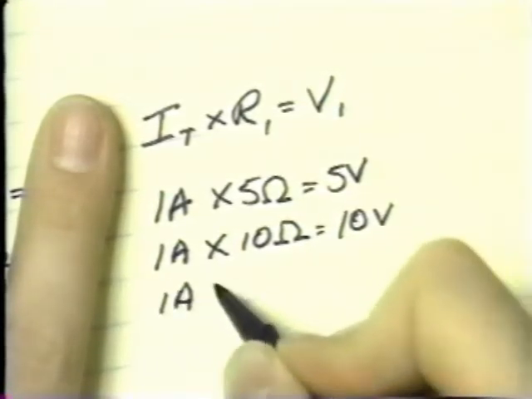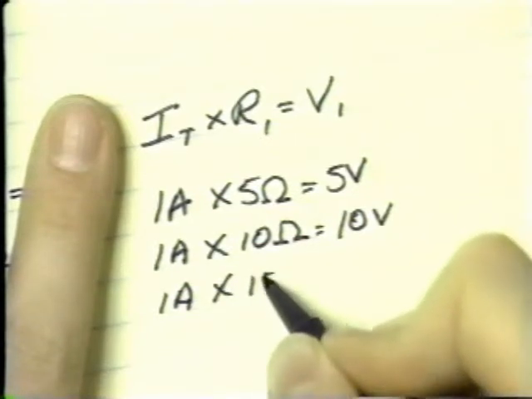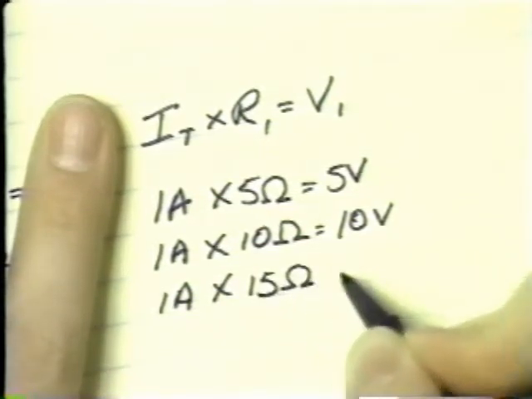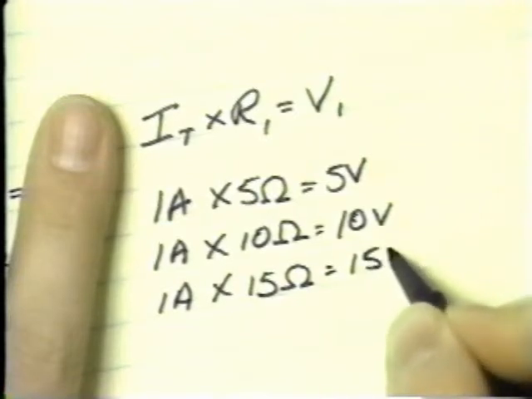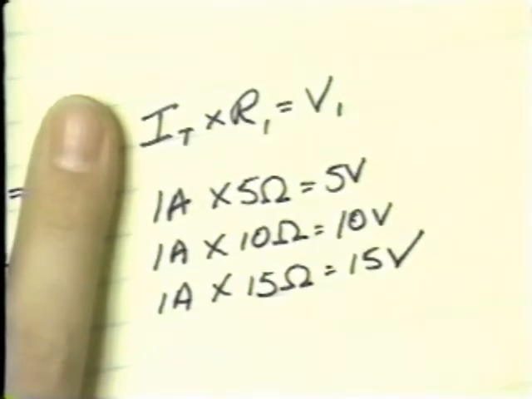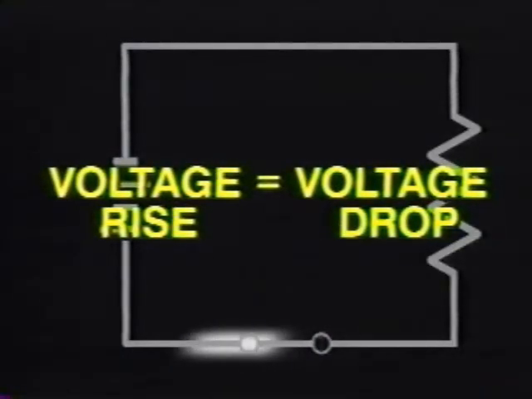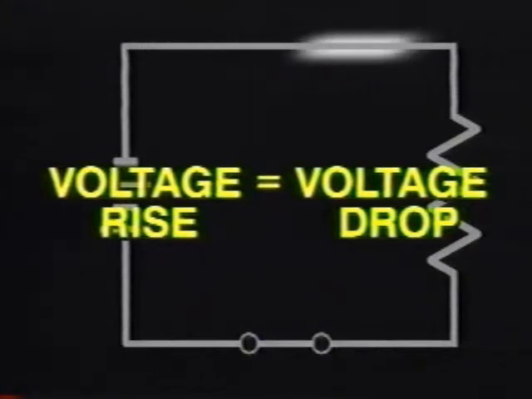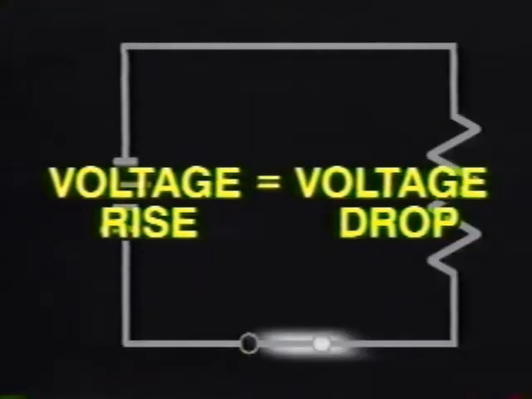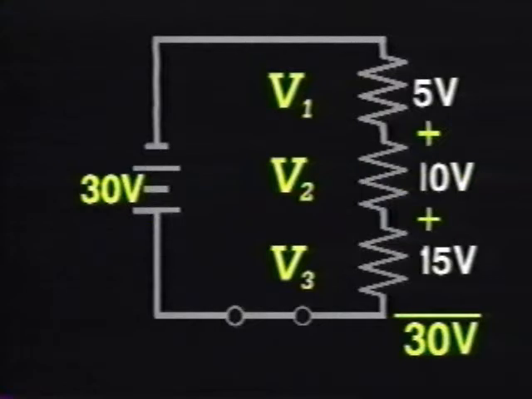Finally, the voltage drop across R3 equals the total current times R3. 1 amp times 15 ohms equals 15 volts. You can now find the supply voltage by calculating the sum of the voltage drops. Remember, in a series circuit, the voltage rise equals the voltage drop. This is a handy way to check your values. 5 volts plus 10 volts plus 15 volts equals 30 volts.